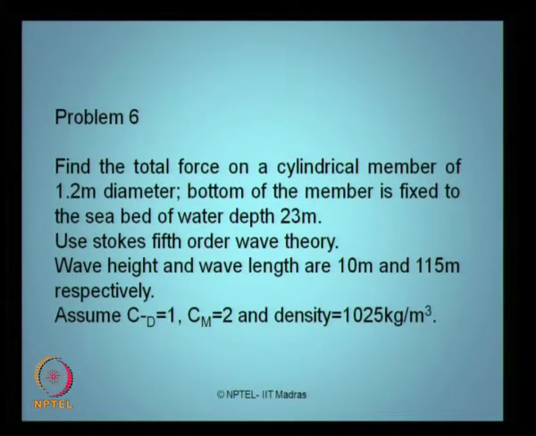Now the sixth problem is to find the total force on cylindrical member of diameter 1.2 meter. The bottom of the member is fixed to the seabed. Use Stokes' fifth order wave theory to estimate this. Wave height and wavelengths are given, CD and Cm are known to me.